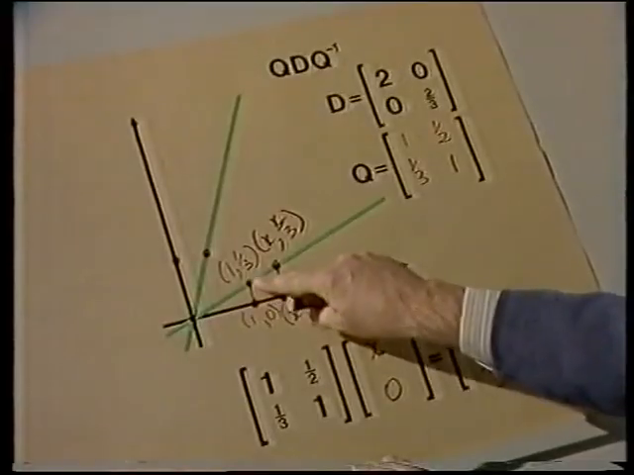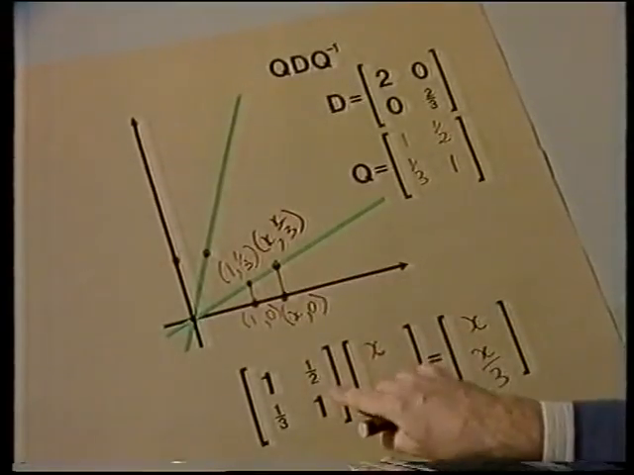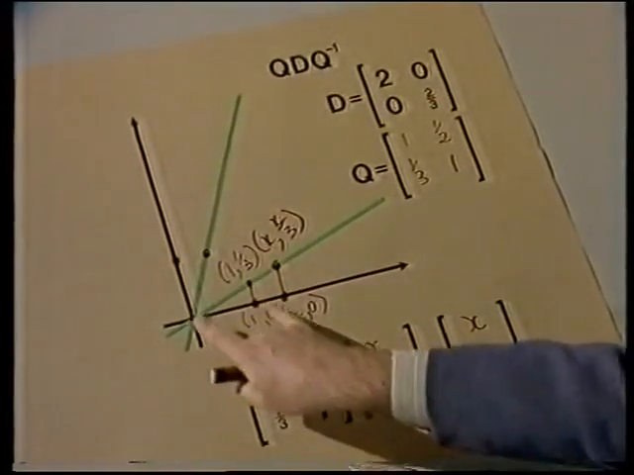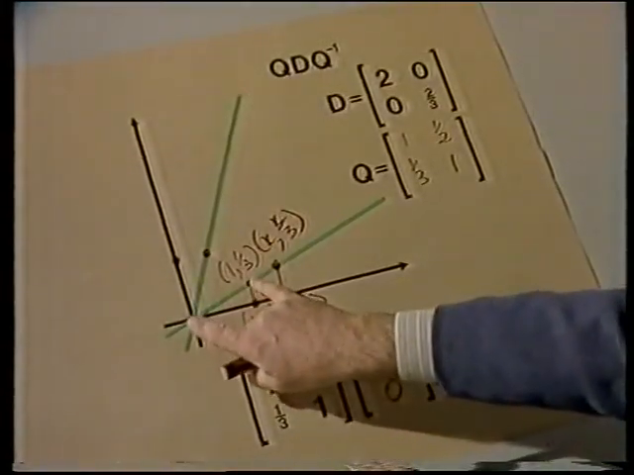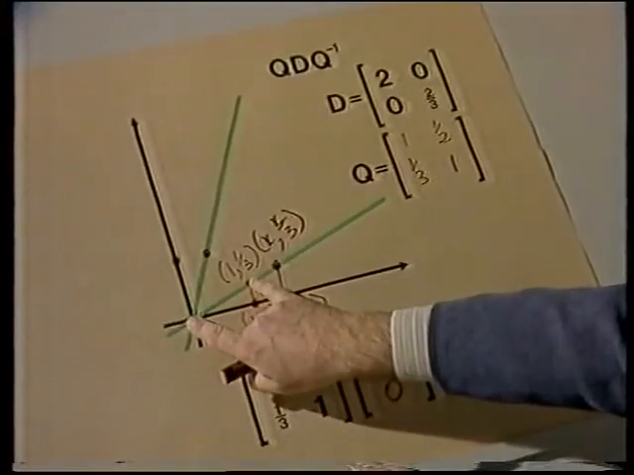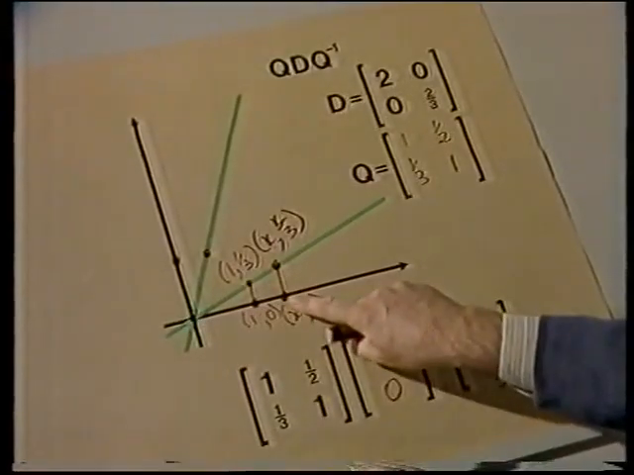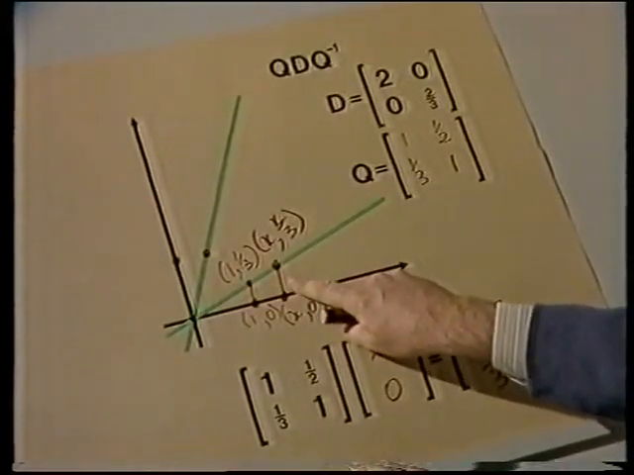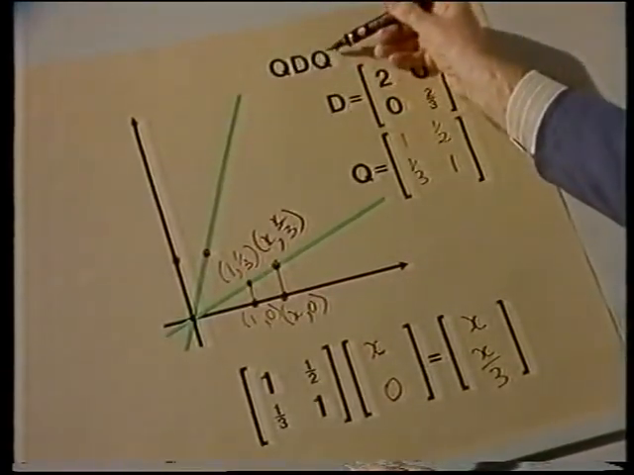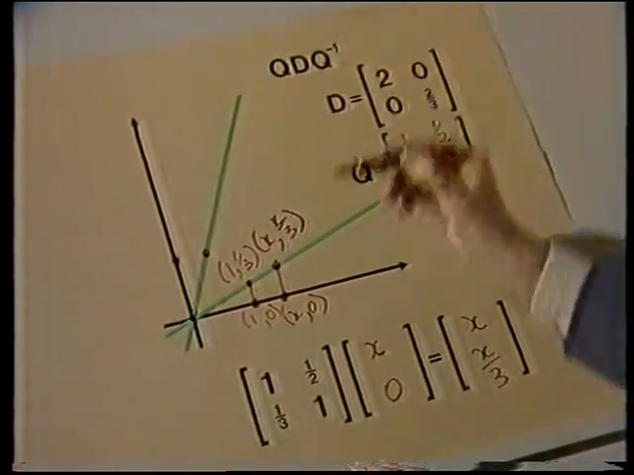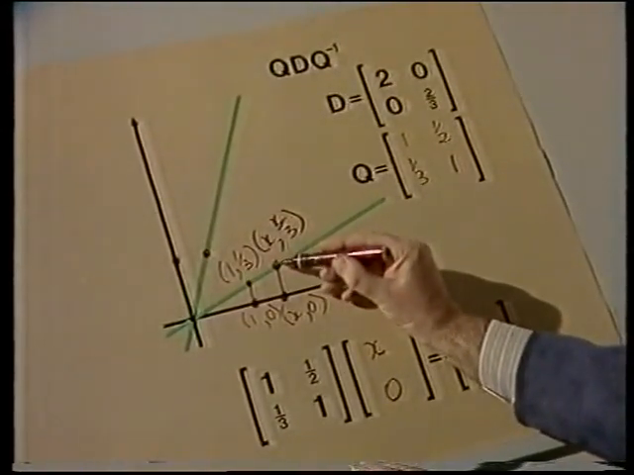But in fact, we knew that anyway, because the origin gets transformed to itself. This point gets transformed to that, and since lines go to lines, the line connecting these 2 points is transformed into the line connecting those 2 points. But we can get some more information out of that too, because it will tell us precisely how QDQ to the minus 1 acts for any point on the eigenline.